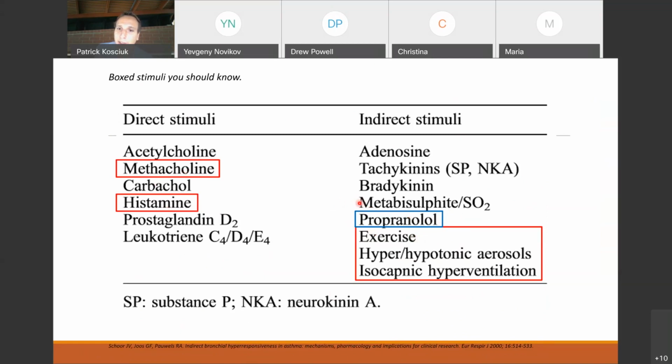I think this is a tricky problem overall, beta blocker use in the setting of asthma. Exercise, hypertonic, hypotonic solutions. In the past, they had done distilled water indirect stimuli challenges on the airways, and then someone died and they stopped doing that. But you can use any sort of osmolarity solution to really mess with that system. And then this more pulmonary critical care fellow associated test, the isocapnic hyperventilation, is beyond the scope of this.